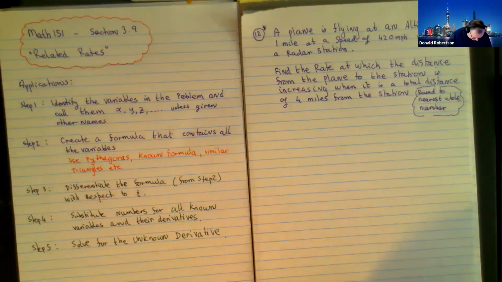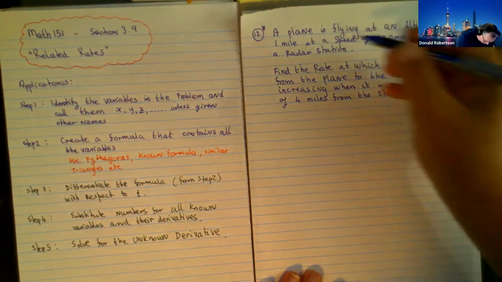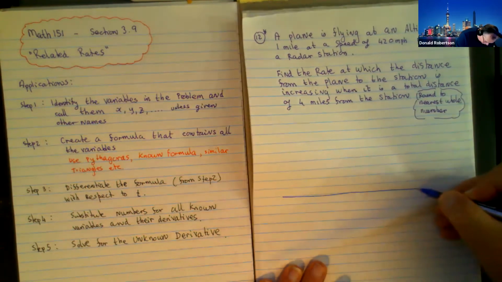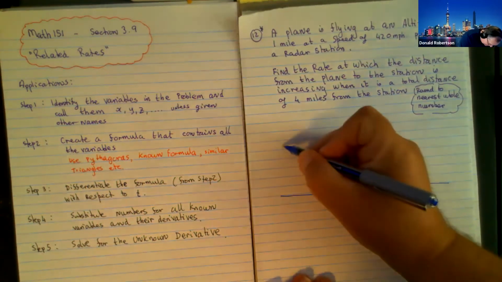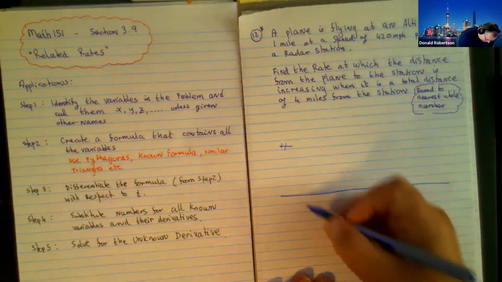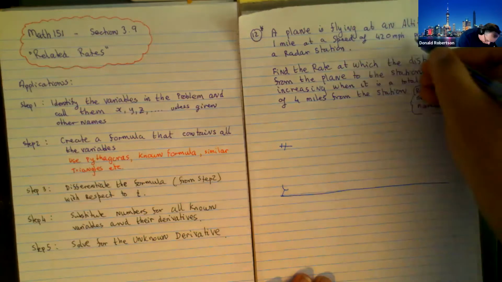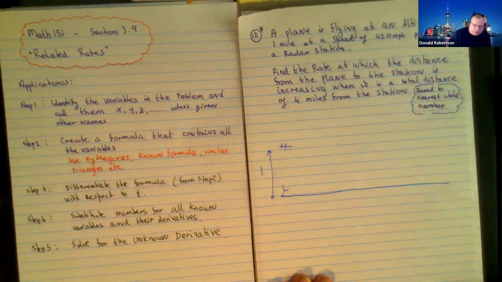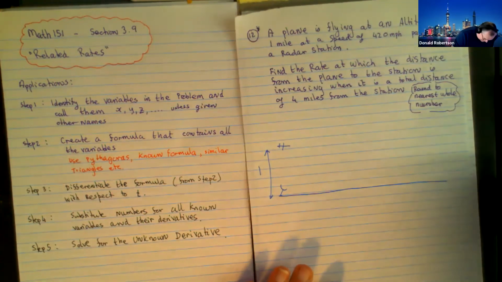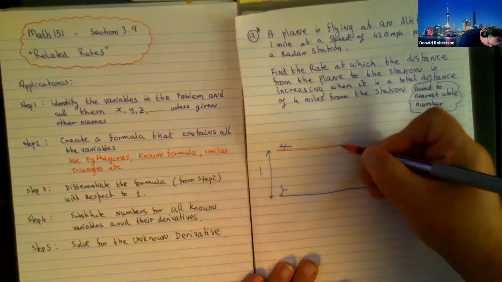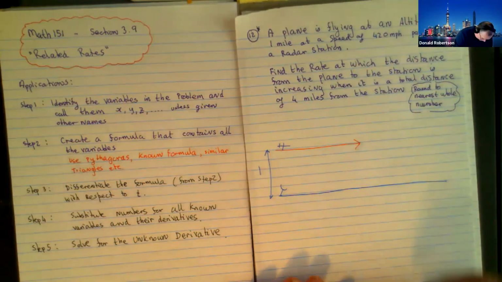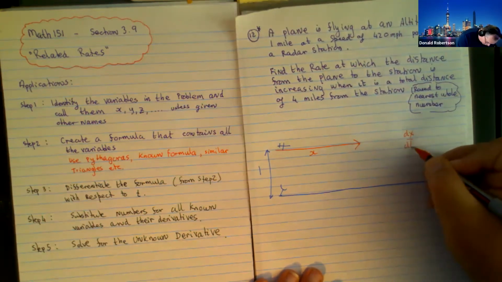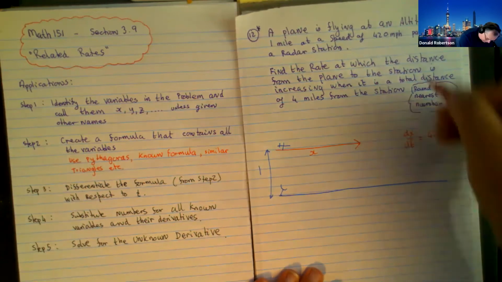Ooh. A plane is flying at an altitude of 1 mile. Okay, so there's the ground. Here is my plane. Here is going to be my radar station, which they talk about. And this distance is not going to change. It's flying an altitude of 1 mile. And this is going to travel in that direction. So I'm going to call this distance x. And dx by dt then would be the speed of the plane, which is 420 miles per hour.